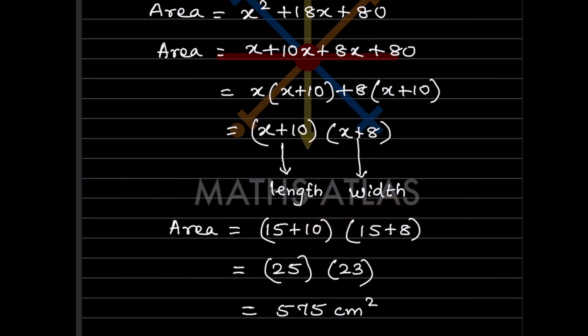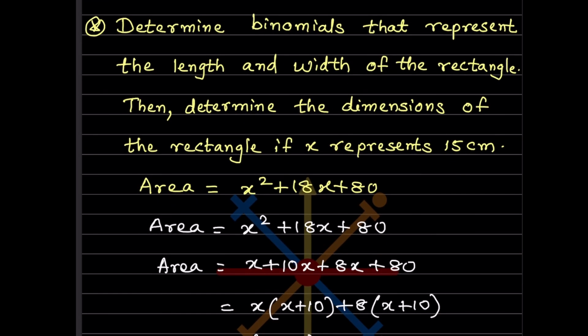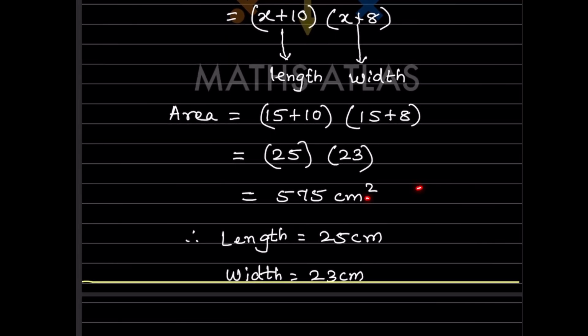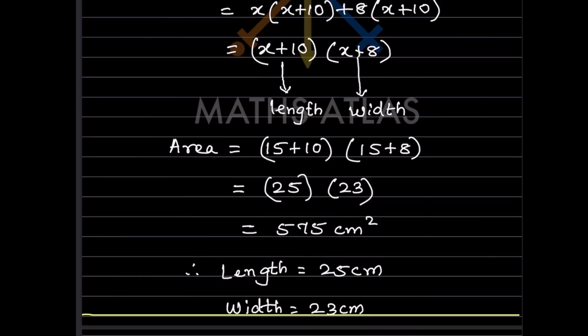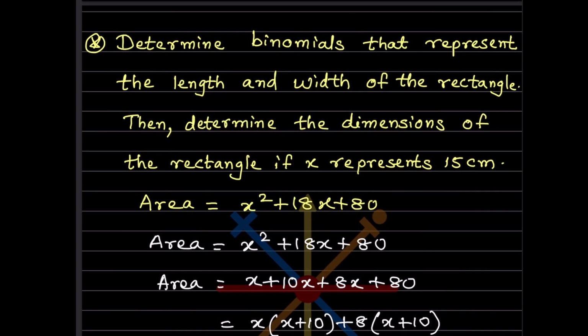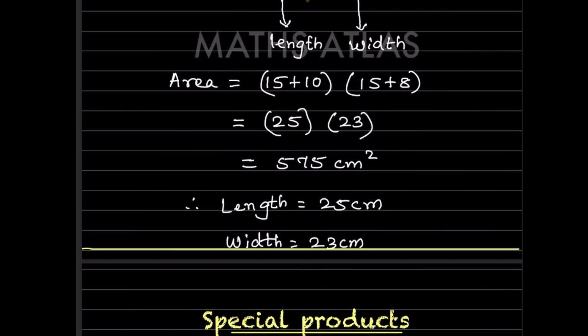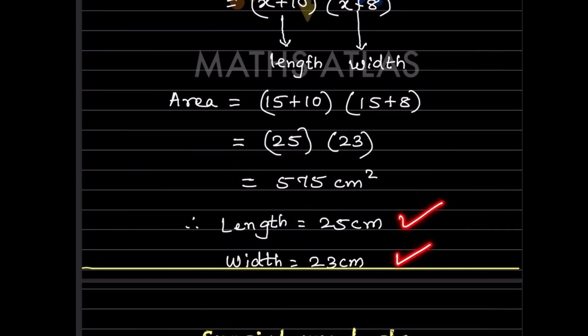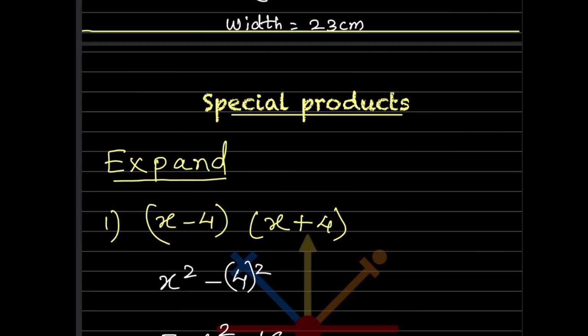So now what will you do here? When you multiply this into this, you get 575. Then because it is an area, and the dimensions are given in centimeter, you can write either centimeter square or square centimeter, both are the same. So again, what they have asked is the length and the width. So separately we can write that. We already got it here. Length is 25 and the width is 23 centimeter.